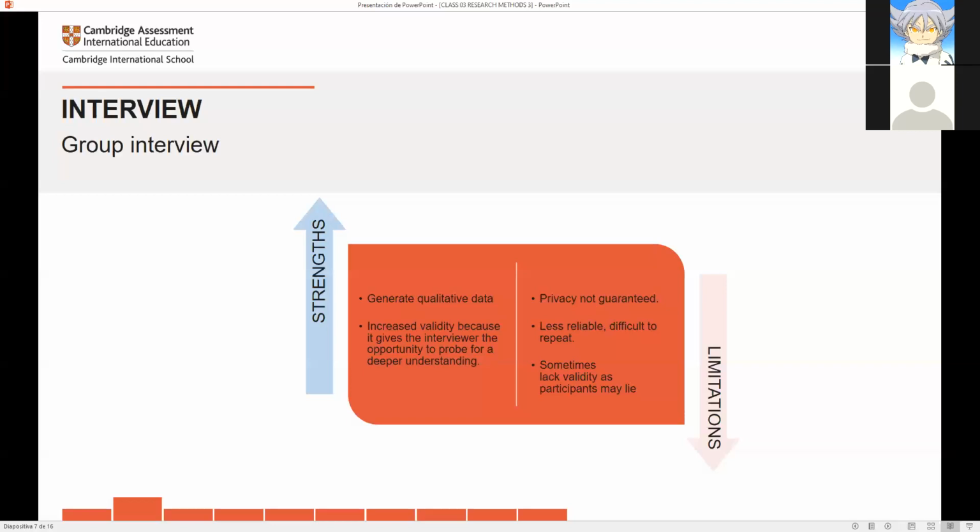When you ask questions over answers, as not all people are giving the same answers, you cannot replicate it. Sometimes it lacks validity as participants may lie. This is the only limitation that doesn't repeat in the interview, which is individual and unstructured. In order to not be seen as weak or something they don't want to be perceived as, the participants may lie.